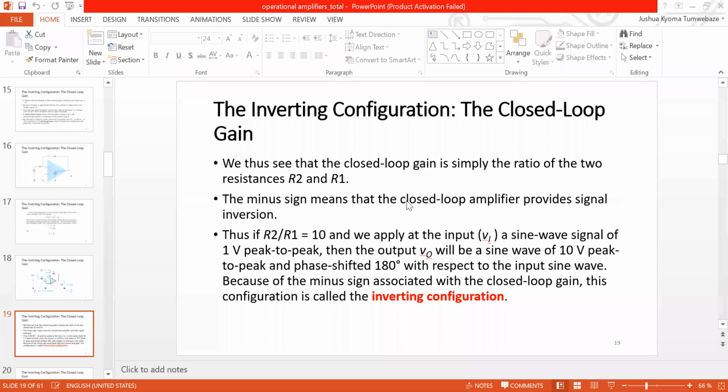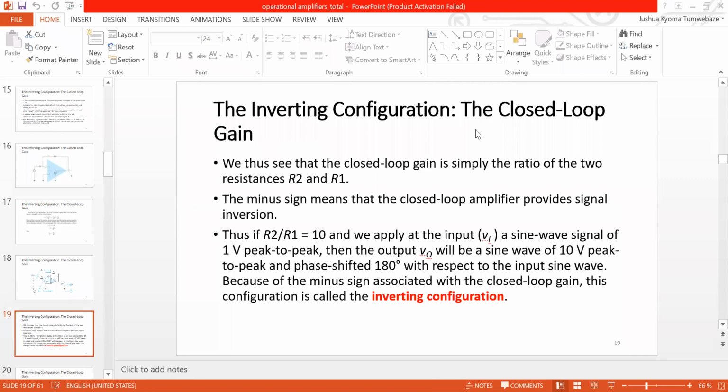So for those who have just joined, we have derived the closed loop gain of the inverting configuration of an op-amp. What are some of the observations that we make? We see that the closed loop gain is simply the ratio of two resistances, R2 and R1.